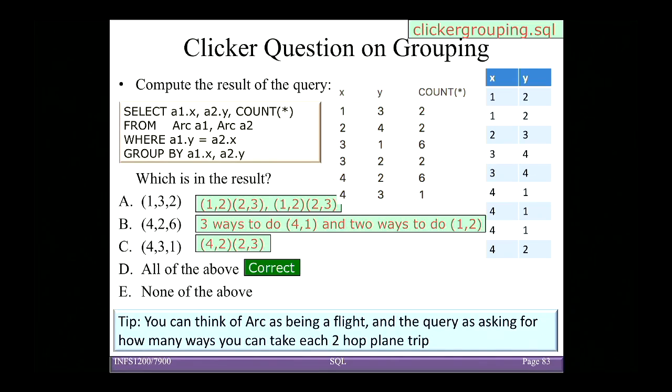Right? So 1, 3, 2 means that it's possible to go from 1 to 3 in 2 different ways with 2 hops. And one of them is to go from 1 to 2, then from 2 to 3. And the other is to go from this 1 to 2 to this 2 to 3.